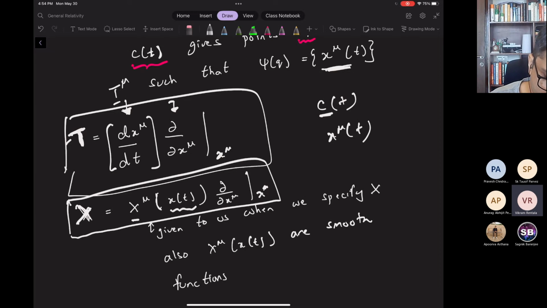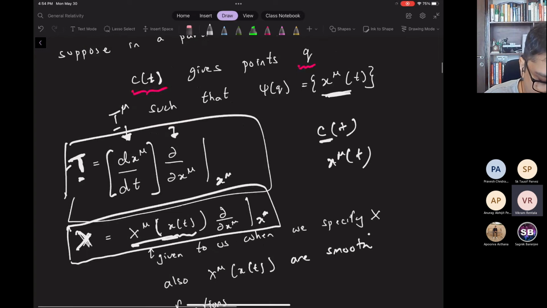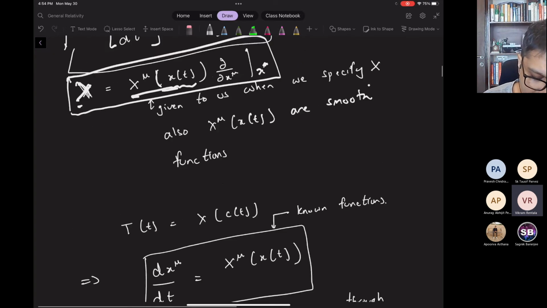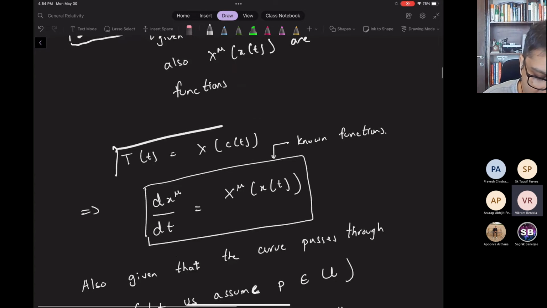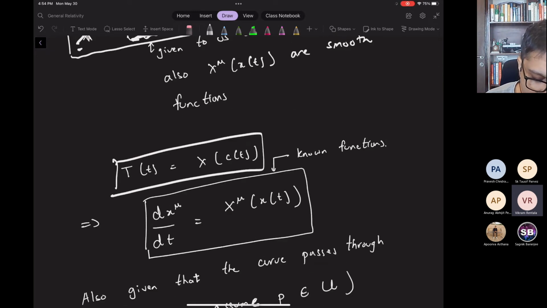This vector field is given to us when we specify X, and these coefficients are smooth functions. And now the claim is that this tangent vector field and this X are the same at all points along the curve. So this tangent vector field is the same as X, which means that these basis coefficients are exactly the same, or dx^mu/dt is equal to X^mu of x of t.